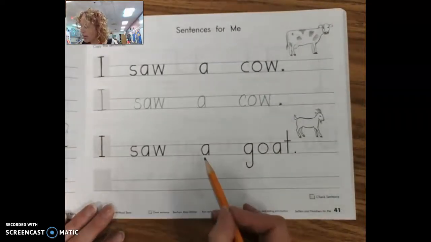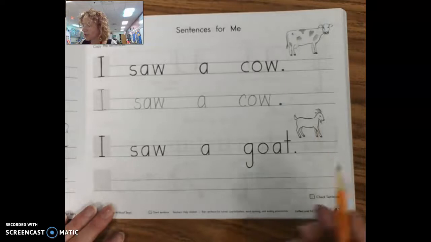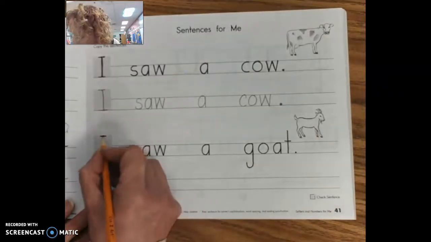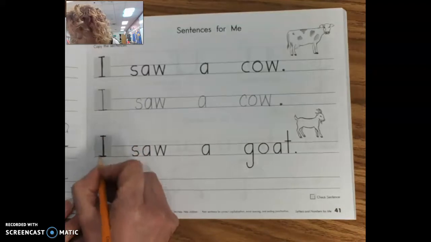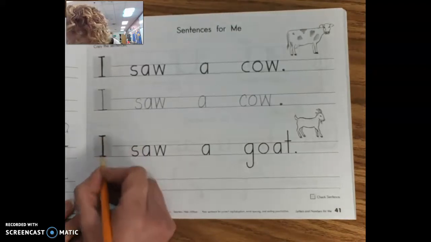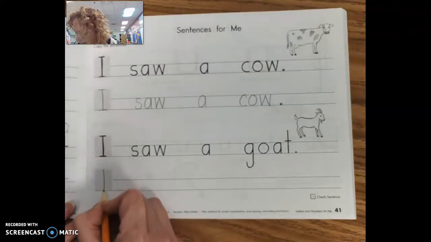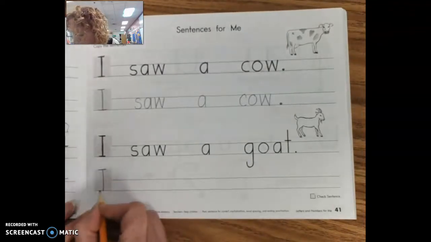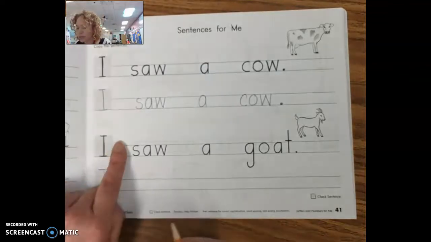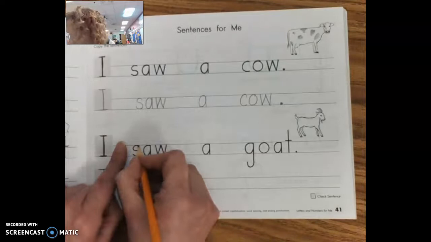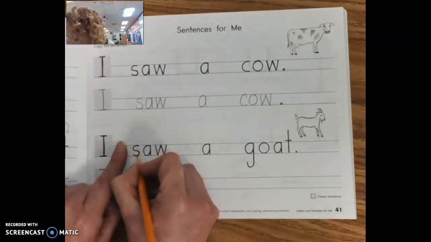I saw a cow. Now I'm going to do the next sentence. I saw a goat. There's a goat. So again, I'm going to start with a capital letter when I'm writing sentences. Here's the word I. Now I'm going to make the I here. Big line down, little line across the top, little line across the bottom. Then I'm going to remind myself the space that's here by putting my finger here, and then I'm going to trace the word saw again.